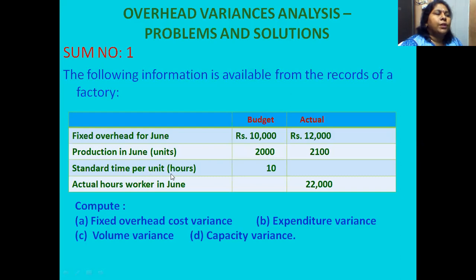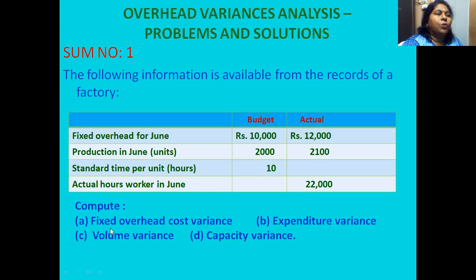The standard time per unit for producing one unit, they are estimating, will take 10 hours. But the actual hours worked in June is 22,000 hours. So 22,000 here represents the actual working hours by all the workers. The standard time per unit is 10 hours. For producing one unit, a worker might take 10 hours. The questions are: compute fixed overhead cost variance, expenditure variance, volume variance, and capacity variance.